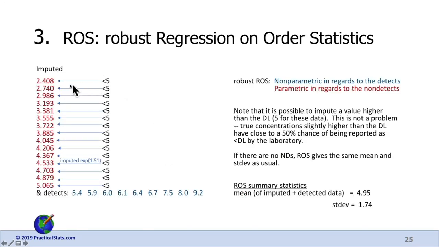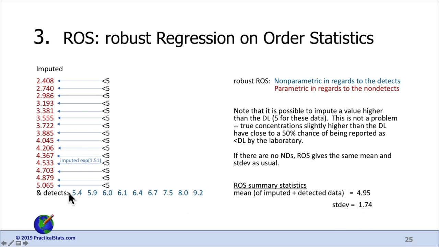So when we take E, because these were natural logs, E to 1.51, we get this number. These numbers collectively, and that's important, collectively are used with these detected values in the way you would normally do. Sum them up, divide by n, and you get an estimate of the mean. That's the ROS estimate of the mean. Compute a standard deviation from them. That's an estimate of the standard deviation.